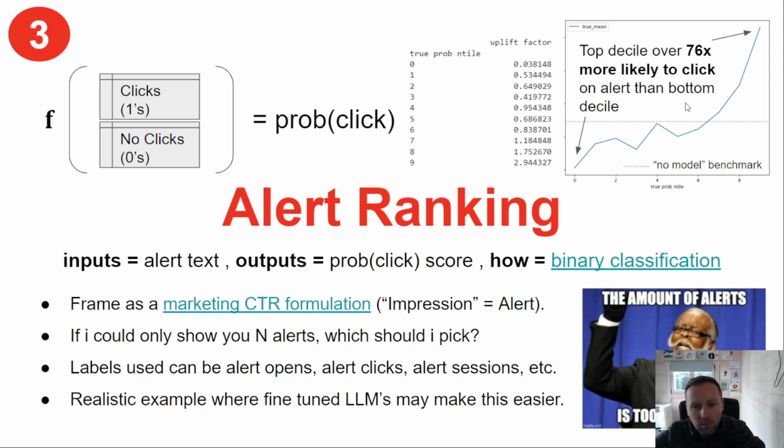This is some real data. If we take those scores and take all of the alerts from yesterday, say, and rank them into their deciles, from the top 10% all the way down to the bottom 10%, and then look within each decile at the actual click rate, you can see what your uplift is. That's what this chart is showing: alerts in the top 10% are actually 76 times more likely to get a click than those in the bottom 10%, which is insane.